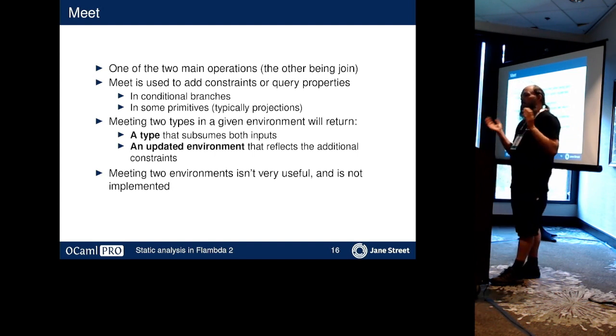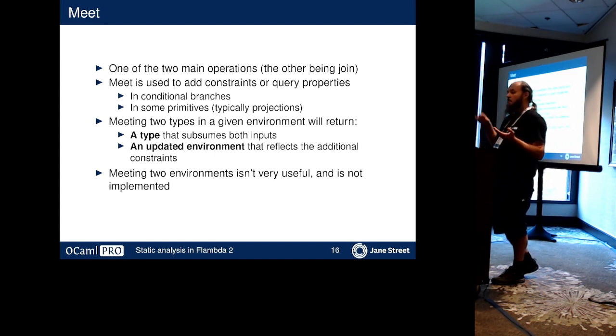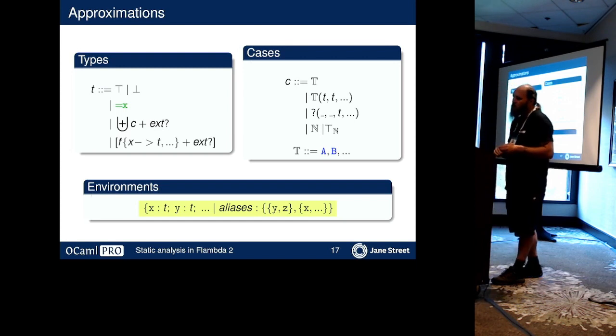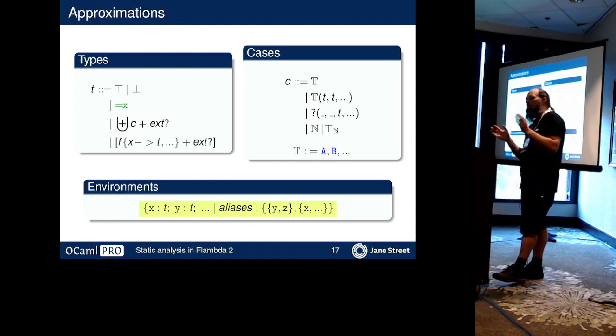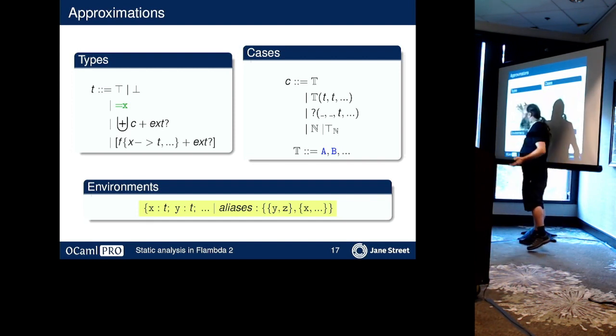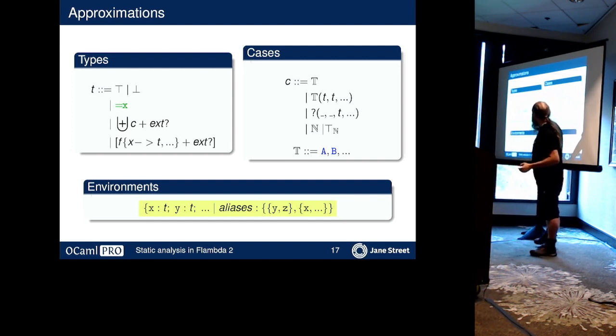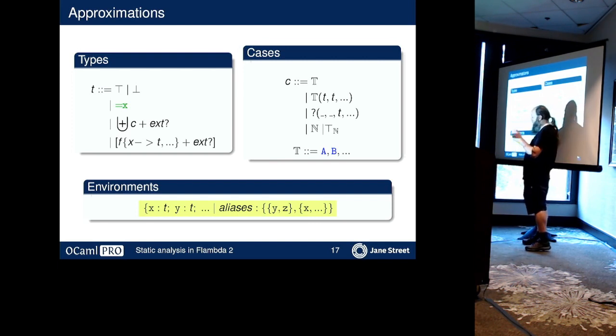So meet happens below an environment, and has two types that we meet in that environment. So to speak about that, I'll introduce a few notations. So the types are the things that we are able to represent. So the naive things, top, bottom, not very interesting. We can also have things that say this type is an alias to the variable x. That's closures. We won't say much about it.